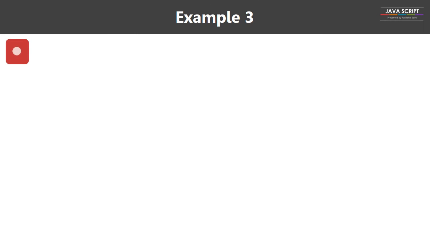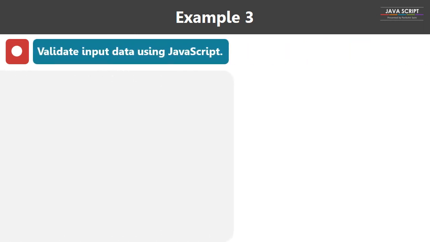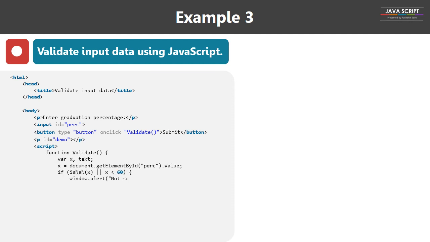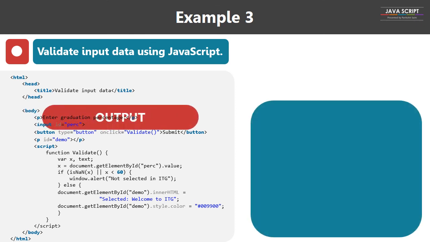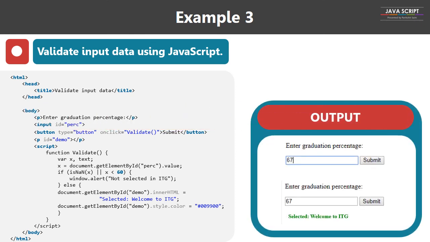Now let's take another example, validating input data using JavaScript. Here is the code. And this is the output. In this example, we make a validate function which ensures whether the user is eligible or not. If the user enters a value greater than 60, then selected, otherwise not selected.